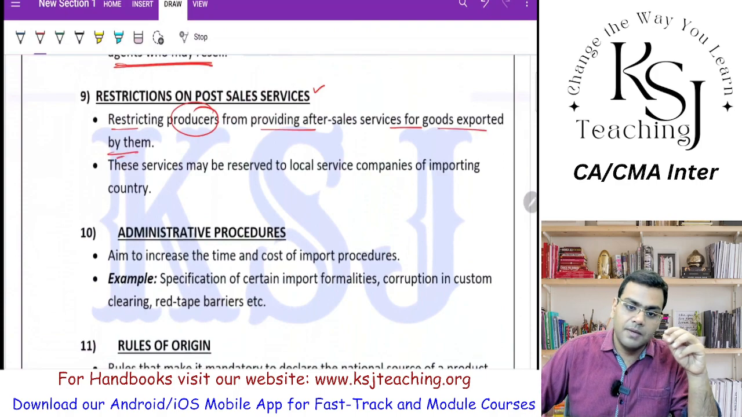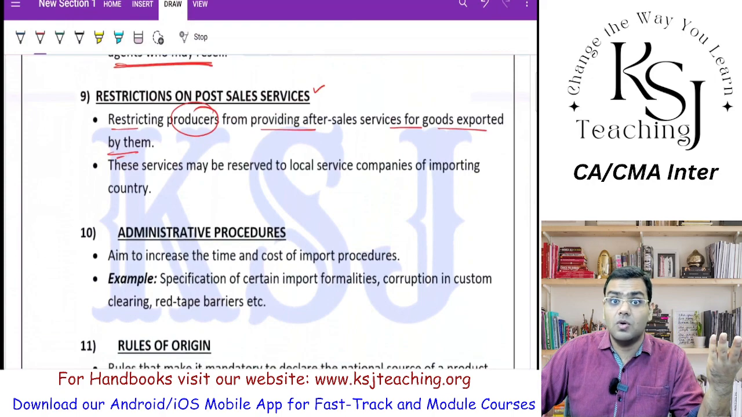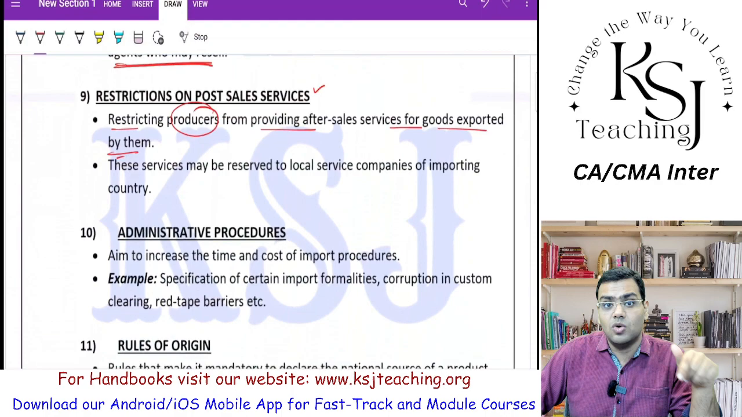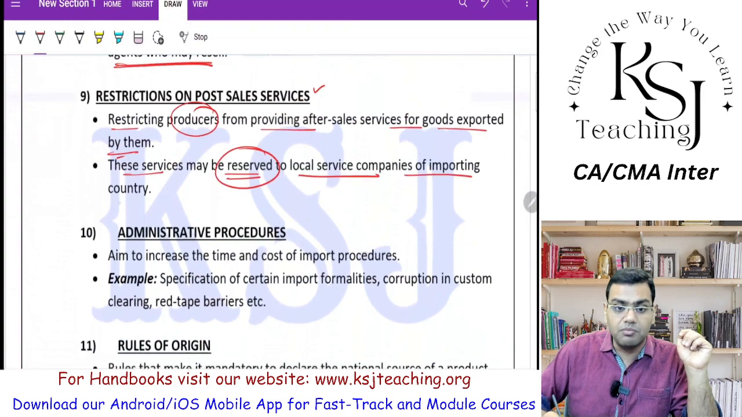Now, if you have imported some good from China, or let's say from the USA, and the producer says, okay, I'll send my person, the government says, no, you will not send your person. Let's say you imported an air conditioner. The government says the local dealer will repair it. The local dealer will look after the after-sale services, not you. These services may be reserved to the local service companies of the importing country.